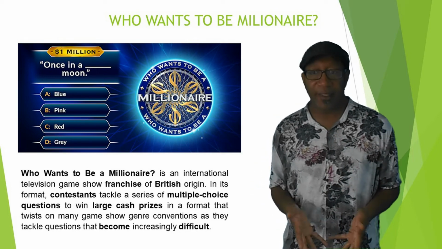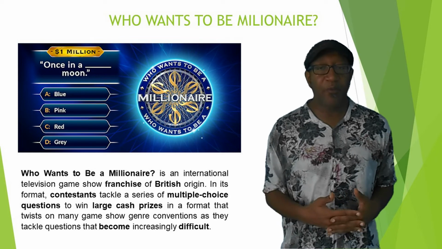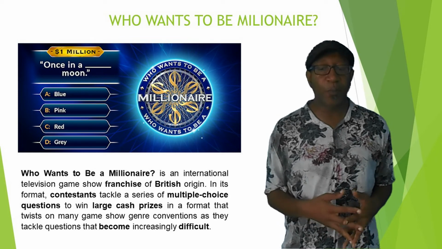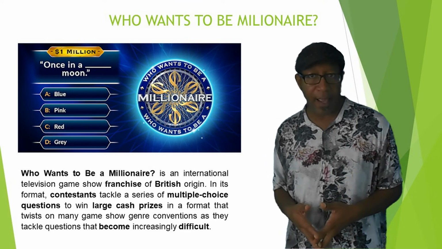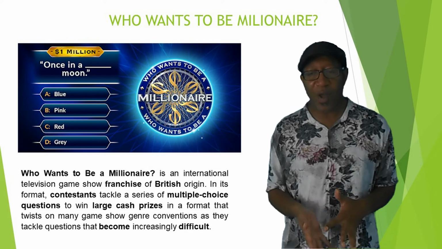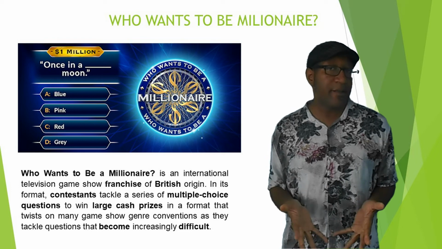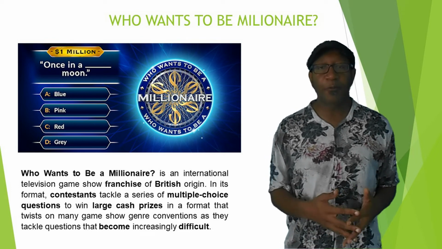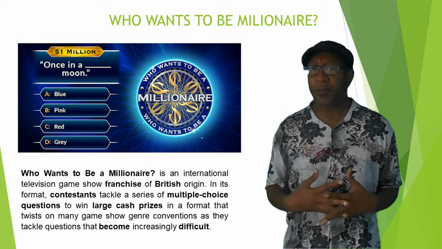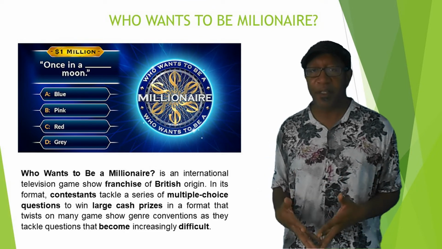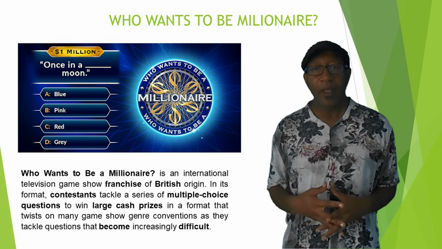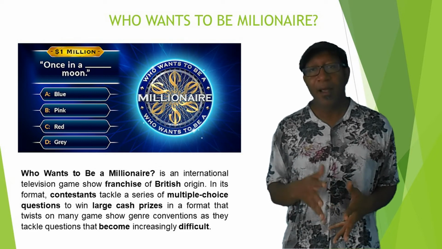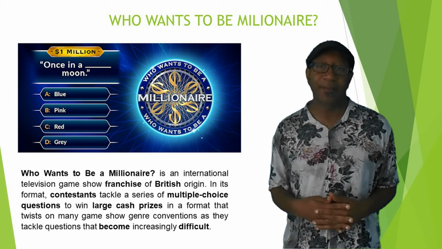We have here in the image an example where you have four alternatives and you have to answer the right one. The expression is once in a, and there's a color you have to fill in. And the expression is once in a blue moon. That means something that happens not very often, just at specific moments. So if I was part of this quiz, I would at least answer this question right.